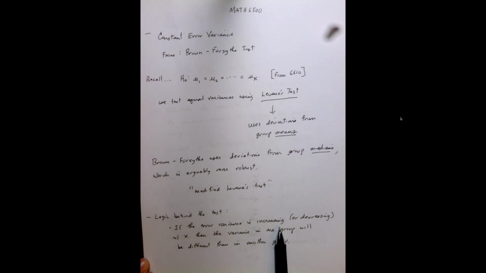Now, in using the Brown-Forsyth test to examine constant error variance, the logic behind the test is if the error variance is increasing or decreasing, but let's just focus the narrative on increasing across X, then the variance in one group will be different. Actually, the variance in the second group will be larger than the first group, if we have an increasing error variance. So I think that would probably be better if I drew a picture.